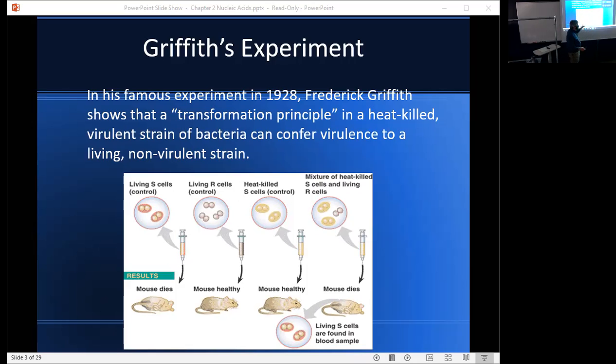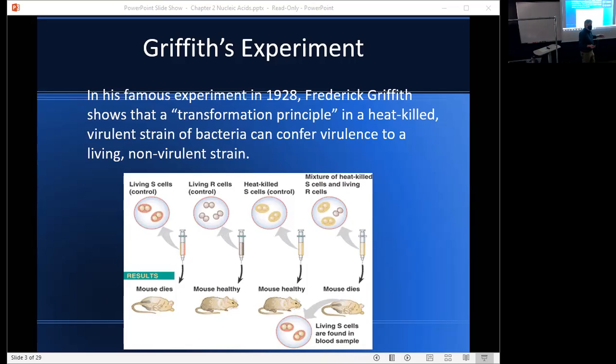So he did these experiments in a mouse model. So he cultured the S strain. This is the smooth strain, which is virulent. Injected that into a healthy mouse, and the mouse dies. He grew up the rough strain, the non-virulent strain, unencapsulated. He injects that into another mouse. The mouse remains healthy. Then he took some of the S cells and killed them by heating them up.